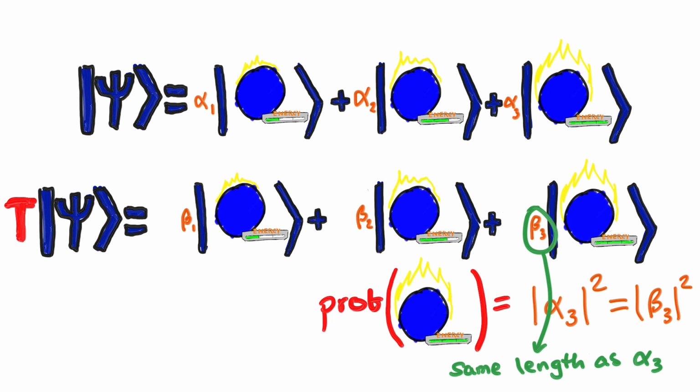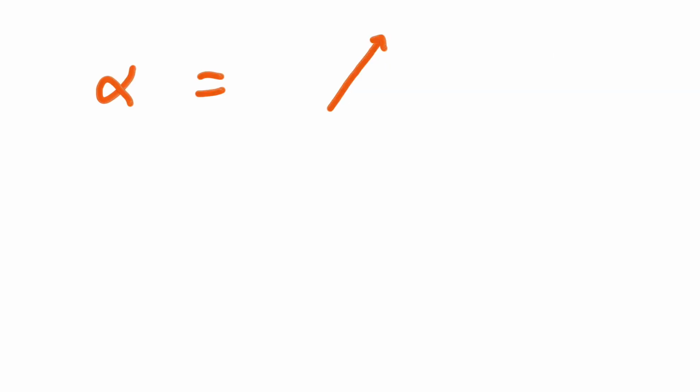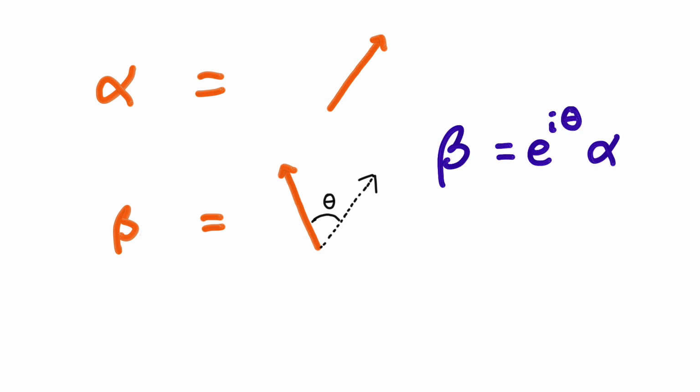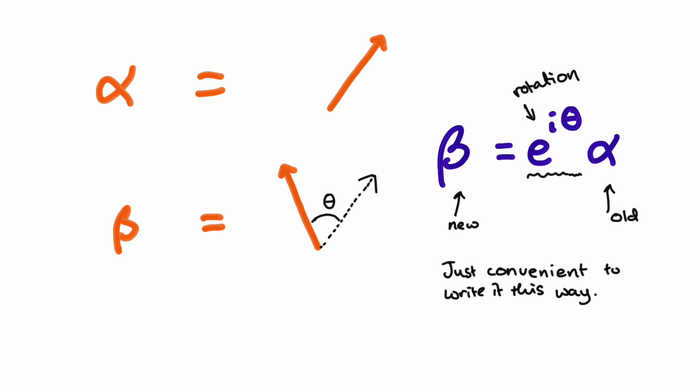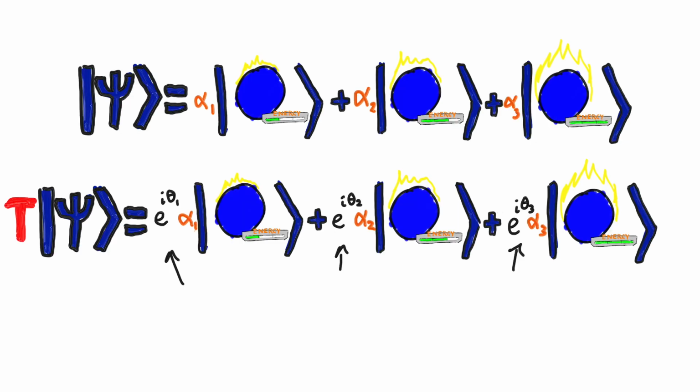Let me draw this complex number as an arrow for a second. Then this complex number here is the same length, but it might be rotated. Let's call this angle of rotation theta. There's a convenient way to represent rotations that we've seen before. This equation says that the new coefficient is the old one rotated by an angle theta. Okay, so let's put all of these in for all of the energies. Great, now we're almost done.